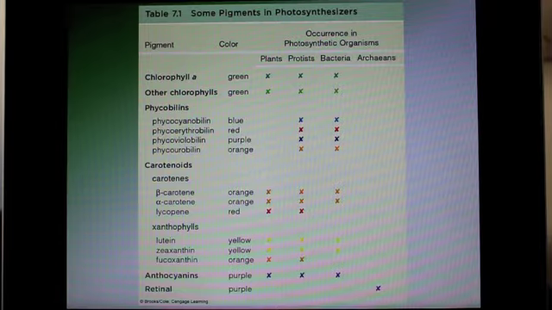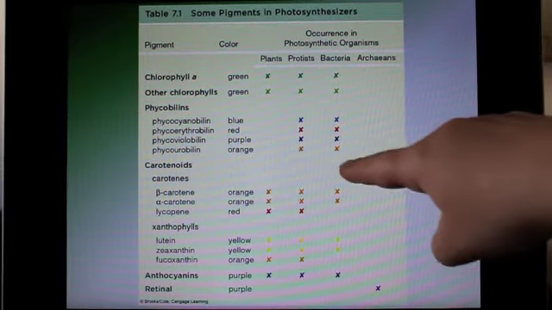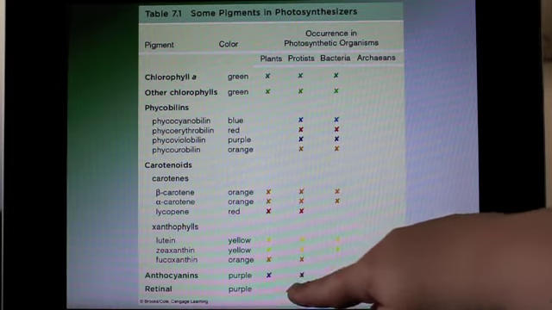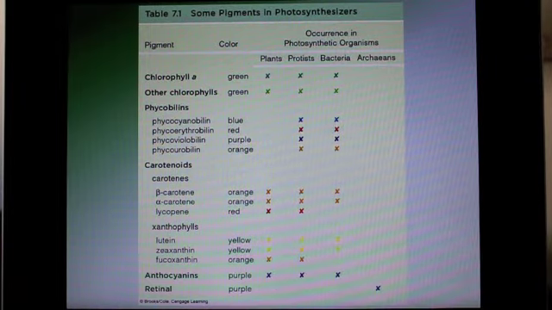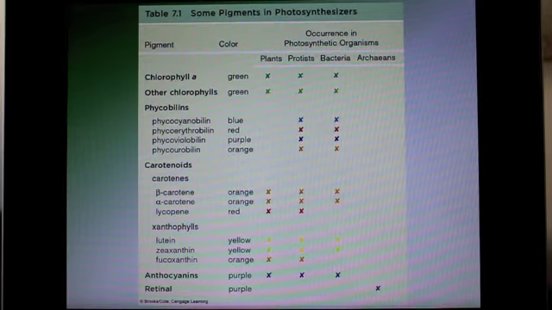And here's a chart. This is just for your interest, showing you some of the other pigments and what colors they are and what they show up in. So plants have greens, oranges, reds. They even have this, I guess this anthocyanin is what gives those purple maple trees their purple color. Bacteria have a lot of different, and protists have some different pigments as well. And then the archaeans have retinol, which is interesting.